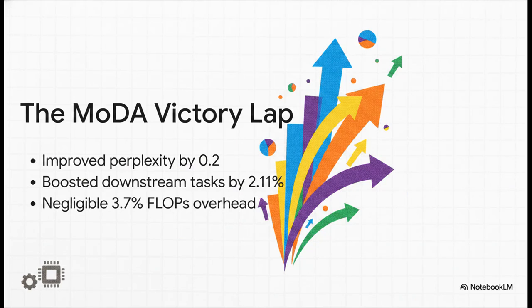Across 10 distinct validation benchmarks, MoDA improved average perplexity by 0.2, meaning the model is significantly less confused when predicting text. It boosted average downstream performance across 10 tasks by 2.11%. And the best part? It did all of this while incurring a tiny, virtually negligible 3.7% FLOPS computational overhead. Getting a massive performance boost across reasoning, common sense, and science tasks for just a 3.7% compute penalty, that is an absolute triumph for AI scaling.